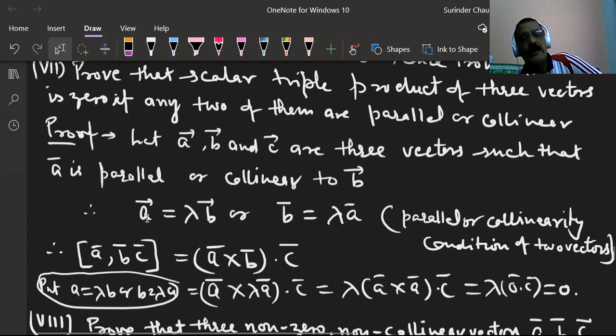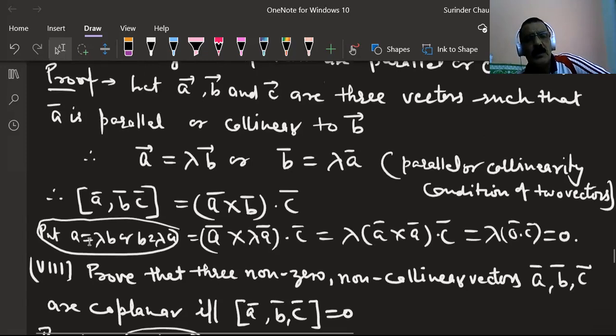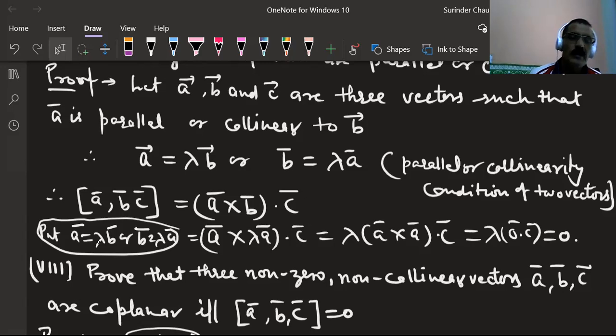If two vectors are either parallel or collinear, then we can write one vector as a scalar times the other. So let us take the scalar product of ABC. By definition, this is A cross B dot C. If we put A vector equal to lambda times B vector, or B vector equal to lambda times A vector.